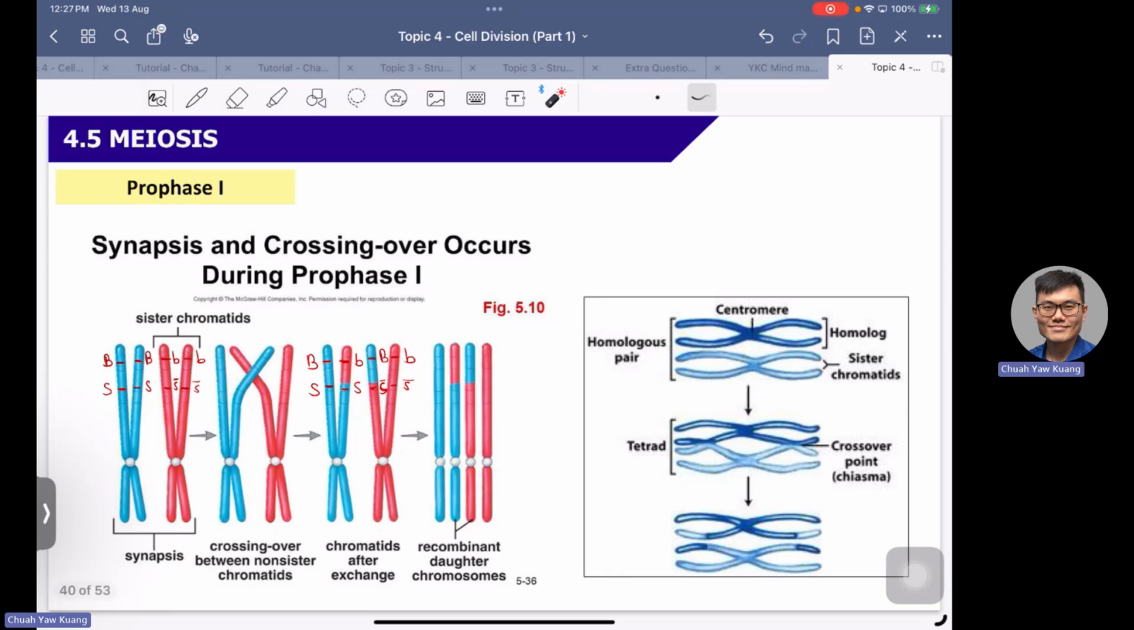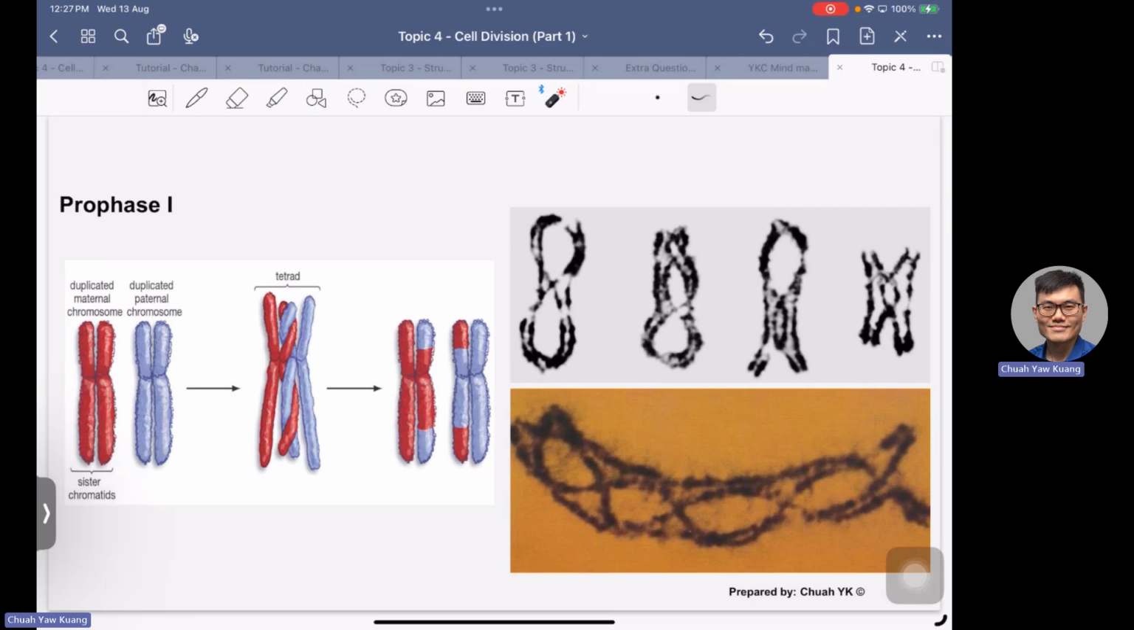And you know what? The crossing over doesn't just occur once. You can see there, this is under the electron microscope. One tetrad can have 1, 2, 3, 4, 5 crossing overs at different parts of the chromosome. Everything is different, so all the sperm and all the ovum are genetically different. And we have 23 pairs of chromosomes. One pair, let's say with 5 crossing overs, will create something totally different.